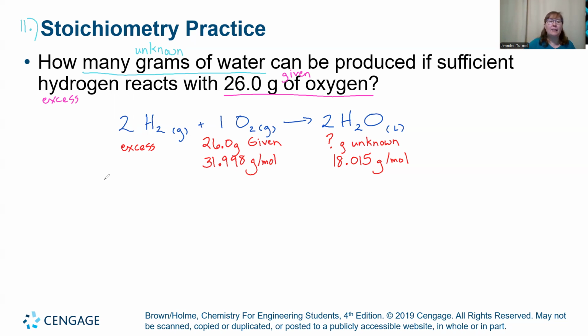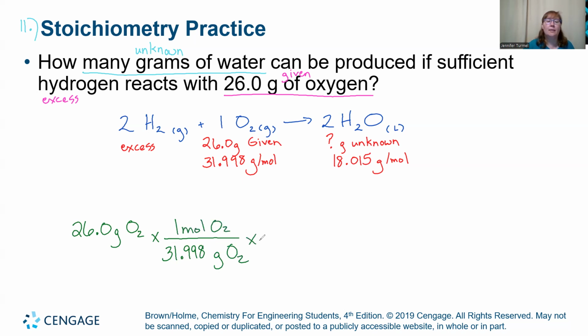Again, I start with my given, which is 26.0 grams of oxygen. The next thing is the molar mass of my oxygen. I'm not writing in that template, but you should be able to see the template is exactly the same. The molar mass of my oxygen goes next, and I have 31.998. And of course, that has to go on the bottom so that we can cancel with grams O2 over here. Next, we need a mole ratio. So we have 1 mole of O2 here and 2 moles of H2O here.